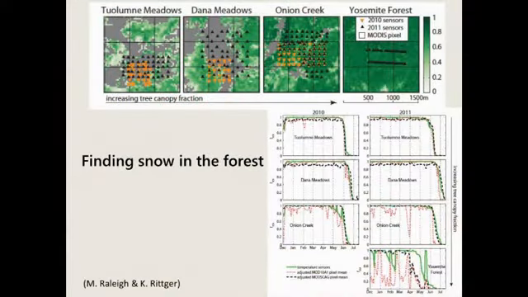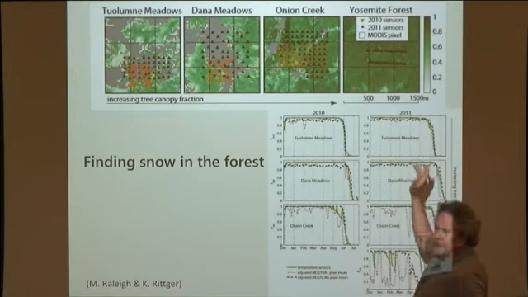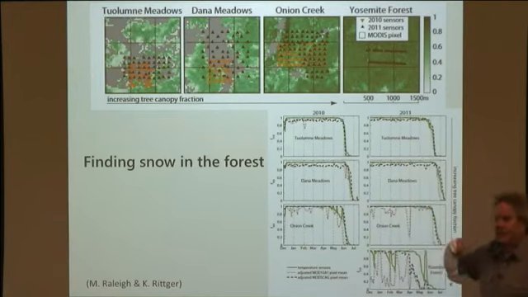Another remote sensing problem is finding snow in the forests. So what we do with this fractional snow cover is we divide it by 1 minus the fractional vegetation cover. It helps us estimate what snow is in the trees. And that works pretty well up to about 75–80% canopy cover.